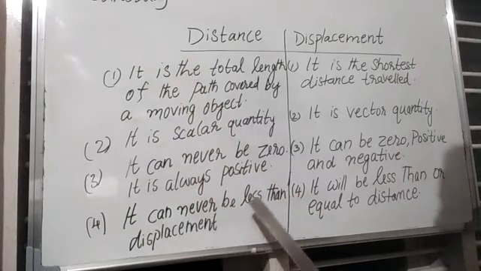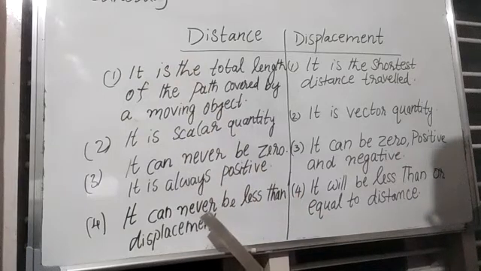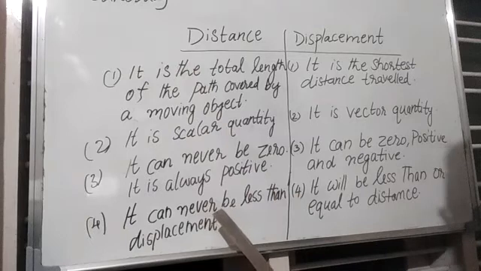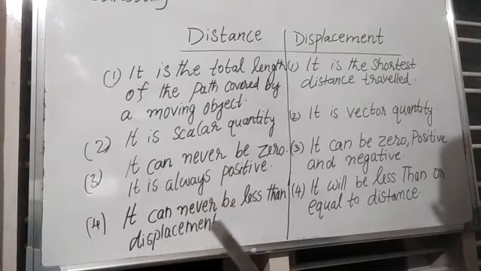It will never be less than displacement. But I told you the distance and displacement can be equal to each other. When will it be equal? Yes, if the object moves in a straight line, the distance and displacement can be equal. But distance can never be less than displacement. Distance will not be less than displacement.